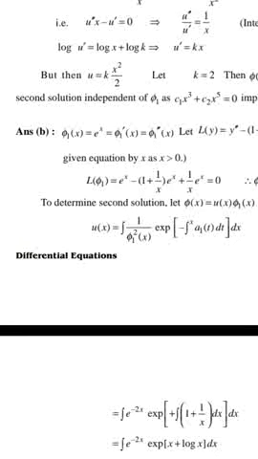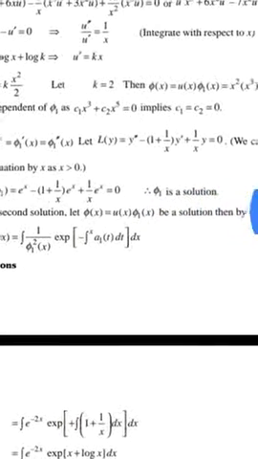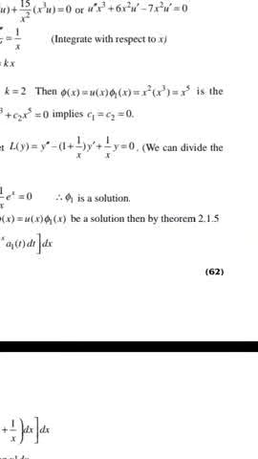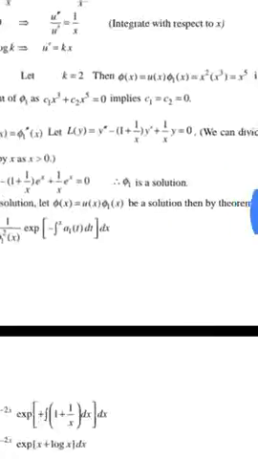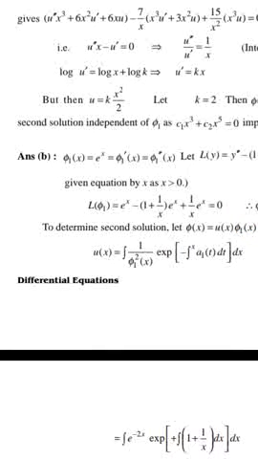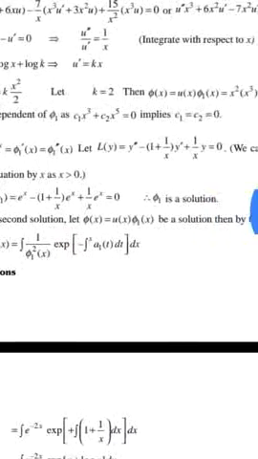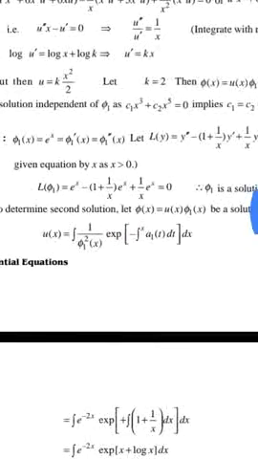Second one, phi 1 of x is equal to e raised to x. Phi 1 dash of x is equal to phi 1 double dash of x is equal to e raised to x. Let L of y is equal to y double dash minus (1 plus 1 by x) y dash plus 1 by x y is equal to 0. We can divide the given equation by x as x greater than 0. L of phi 1 is equal to e raised to x minus (1 plus 1 by x) e raised to x plus 1 by x e raised to x is equal to 0. Therefore phi 1 is the solution.